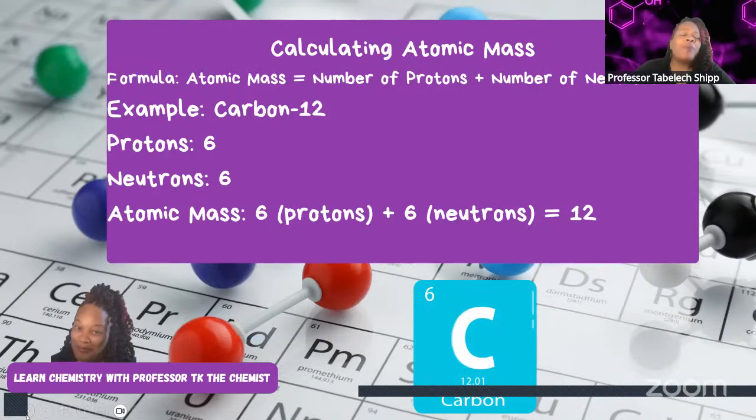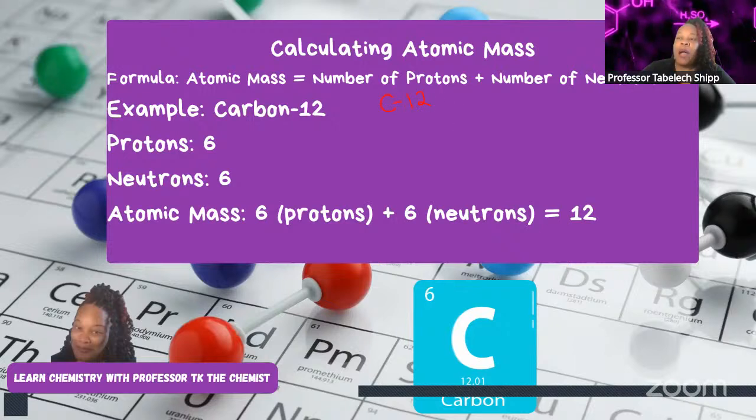Now, if I were to tell you that I wanted you to calculate the atomic mass, all you have to know is this formula right here. This formula that you see on your screen says atomic mass is equal to the protons plus the neutrons. Keep that in mind. Protons plus neutrons. So if I gave you carbon 12, for instance, sometimes you'll see it with the chemical name, carbon, and then a dash 12, or you may see C12. They mean the same thing.